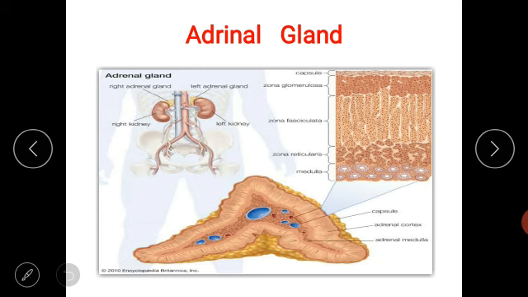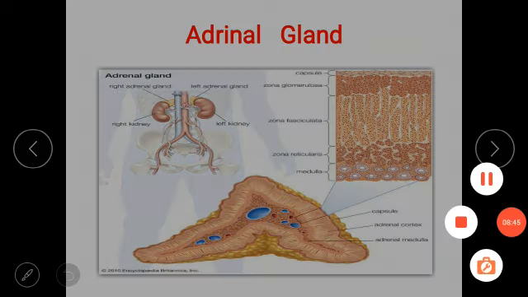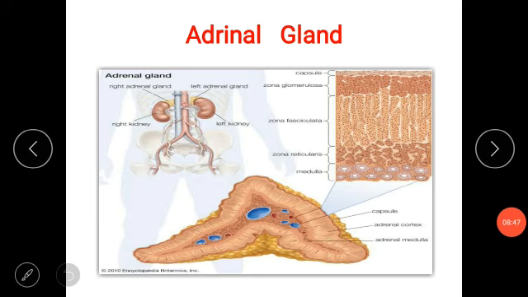Next is the adrenal gland. Adrenal gland is the crown of the kidney. It is situated on the top of both the kidneys, a little bit at the back side or slightly at the anterior portion of the kidney, and it is on the top of the kidney, so that is why we can say it is the crown of the kidney.